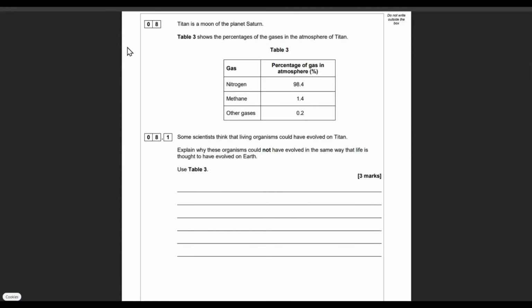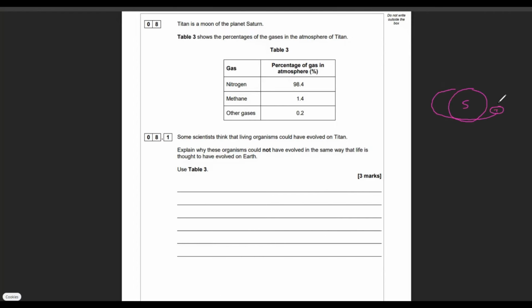Okay, Titan is a moon of the planet Saturn. We're on question 8. Table 3 shows the percentages of gases in the atmosphere of Titan. We've got nitrogen, methane, and other gases. 98.4 or whatever that is. Nitrogen 1.4, methane, 0.2 other gases. Some scientists think that living organisms could have evolved on Titan. Explain why these organisms could not have evolved in the same way that life is thought to have evolved on Earth. Use table 3.